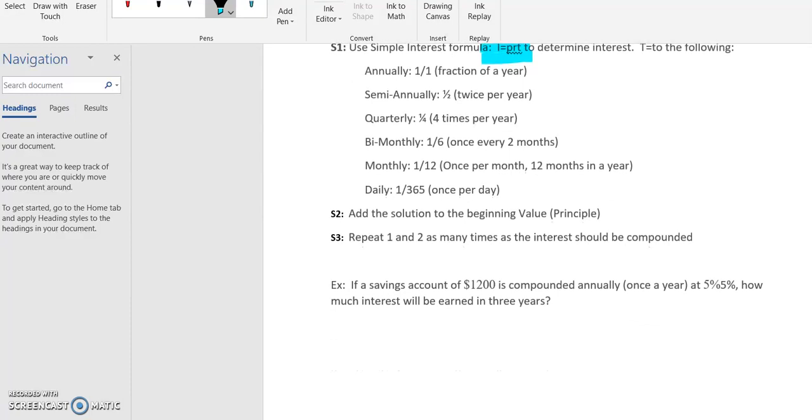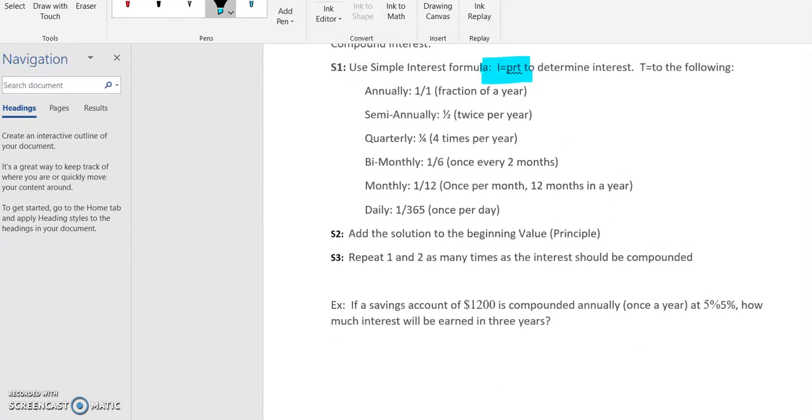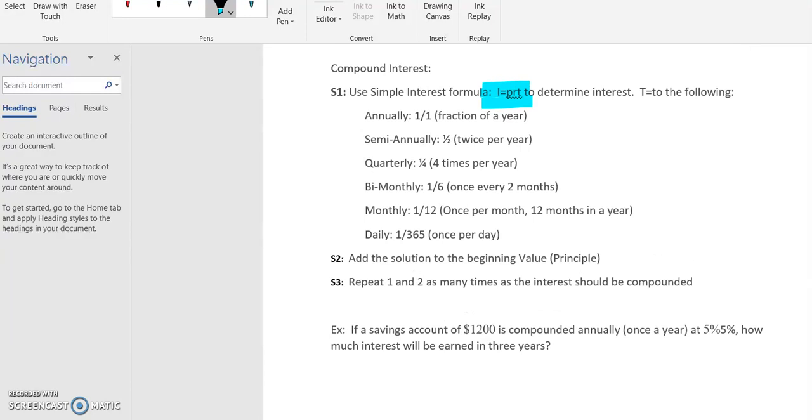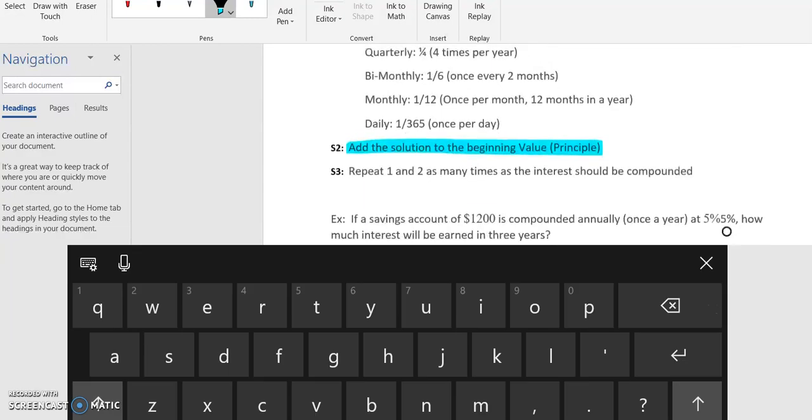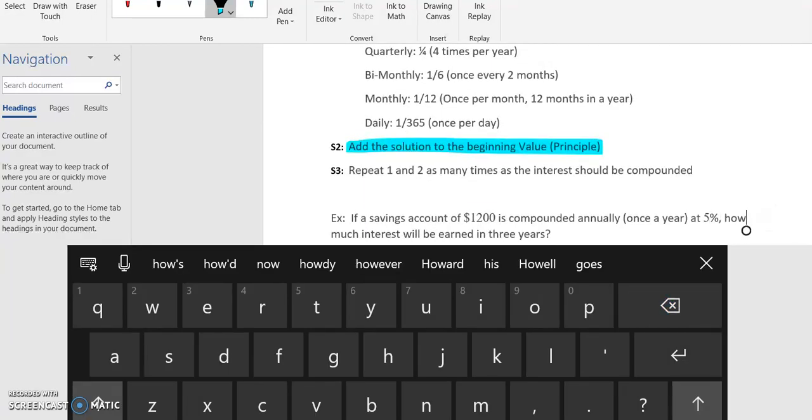Okay. Then, after you have used that simple interest formula, you're going to add that solution to your beginning value. So what that means is I've found some interest, and I've added it to what I owe. Now I'm going to have to do it again and again and again based on how much time I'm working on borrowing this loan. So let's go ahead. For some reason this copied double, so let me get rid of that.